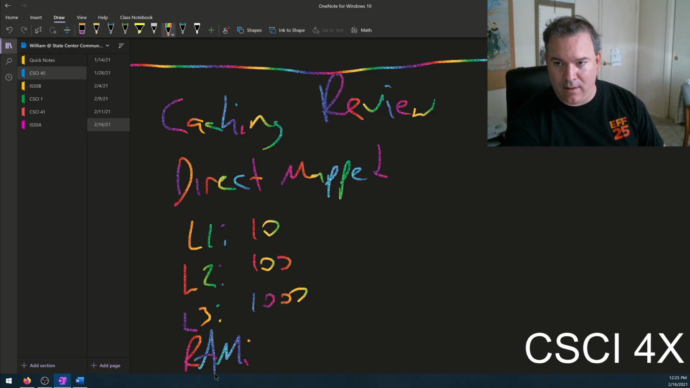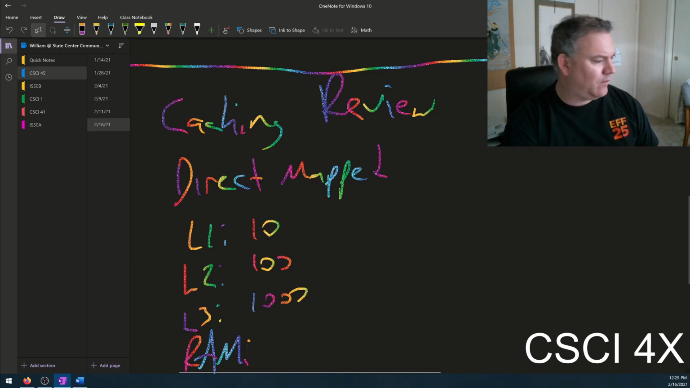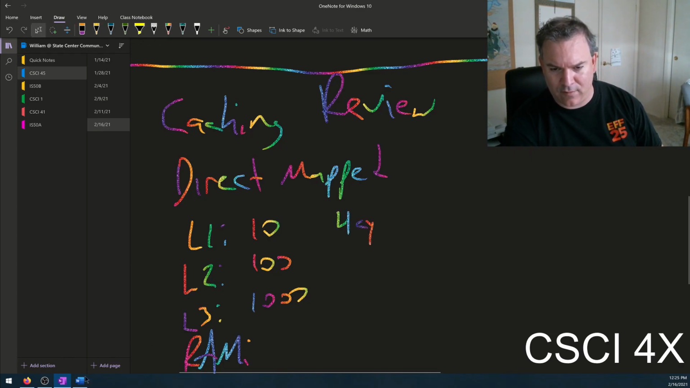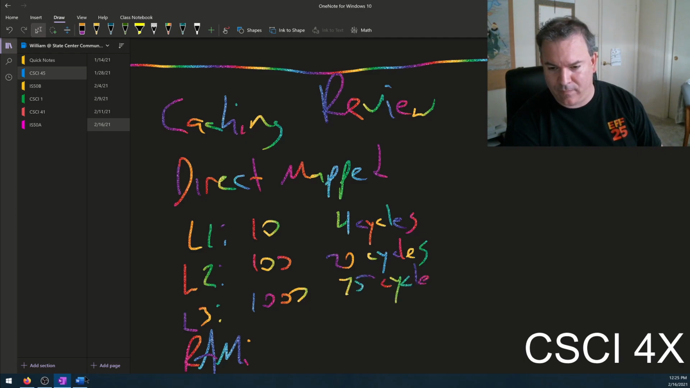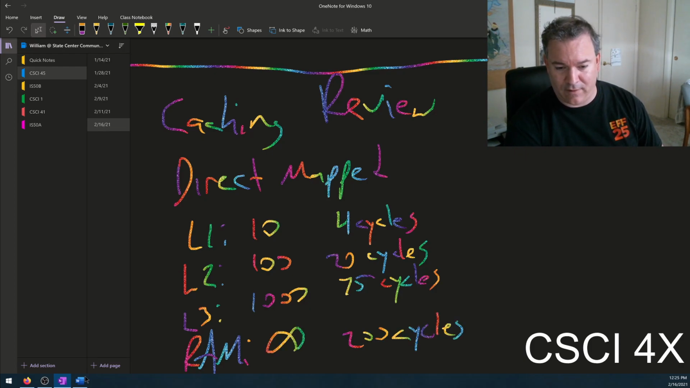What were the costs that I used for L1, L2, and L3? Like 4 cycles, 20, 75, something like that. And then RAM, like 200. So RAM is effectively infinite for our program here. For 10, 75, and then 200. Okay.